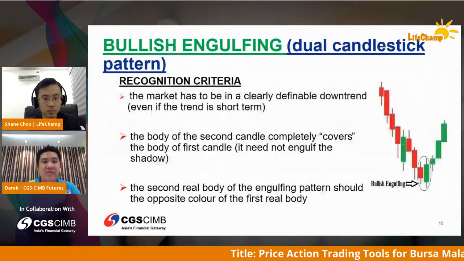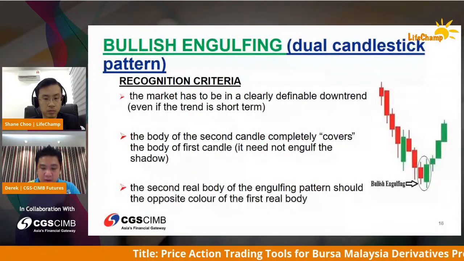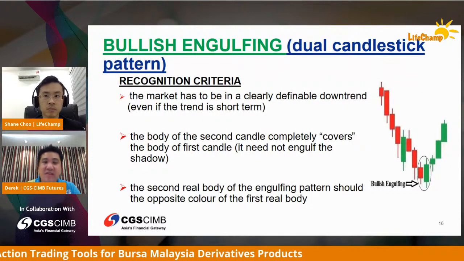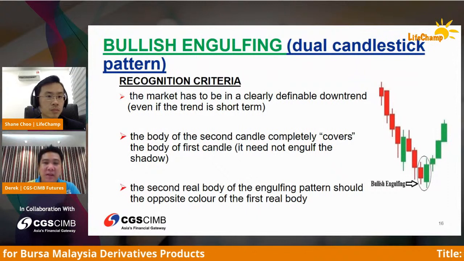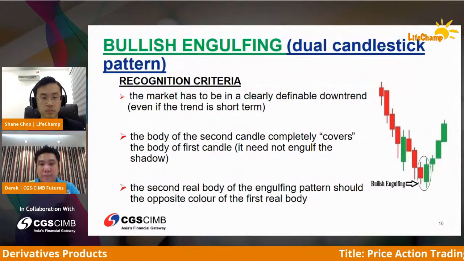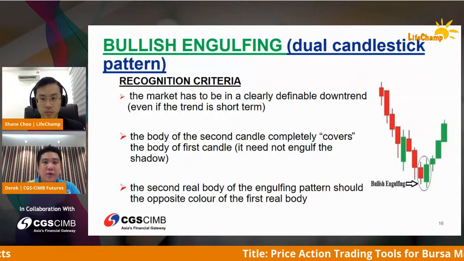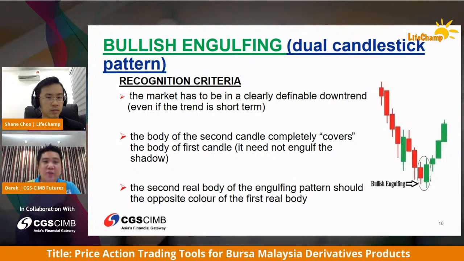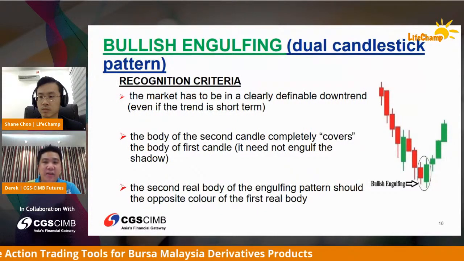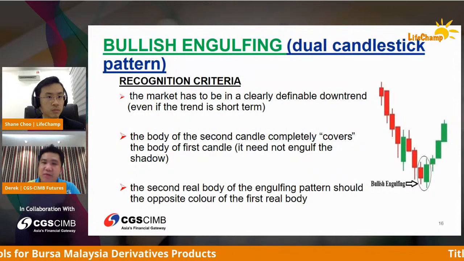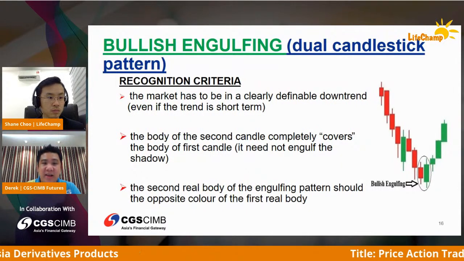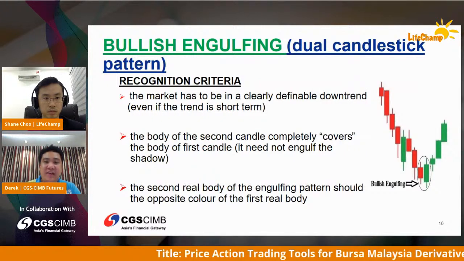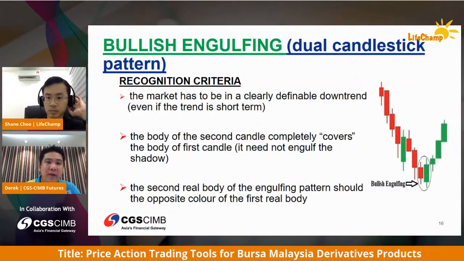Yeah. So the second one I would like to share is called a bullish engulfing. This is a dual candlestick pattern, meaning it consists of two candles. So the first one, the same: the market has to be in a clearly definable downtrend. Even if the trend is short term, it is okay. Then the second candle needs to cover the body of the first candle. Just the real body will do.